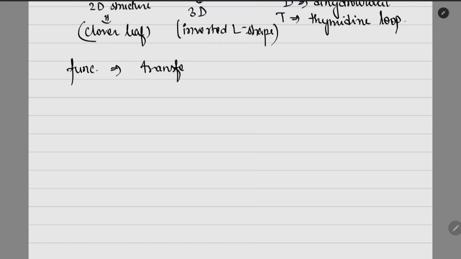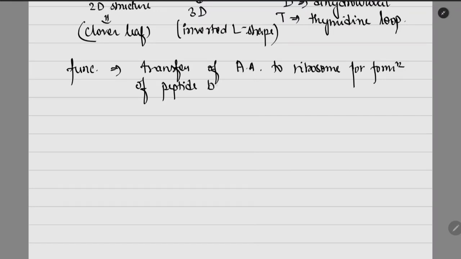Transfer of the amino acids to ribosomes for formation of peptide bond. Generally 20 types of tRNA. Main function, the transfer of amino acid to ribosomes.